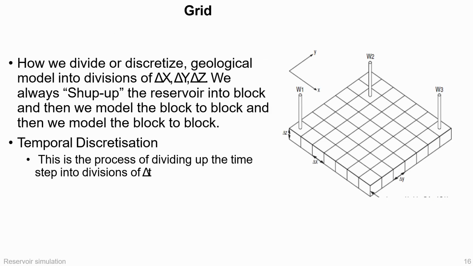Here we move from general gridding to discretization in space and time. Spatial discretization means dividing the geological model into blocks along x, y, and z directions, so we can solve the governing equations from block to block. Temporal discretization means dividing the simulation period into time steps, delta t, so we can follow changes over time. These two concepts are fundamental.